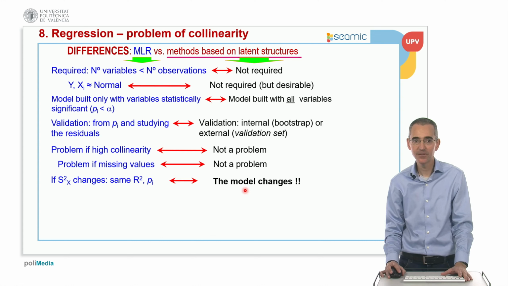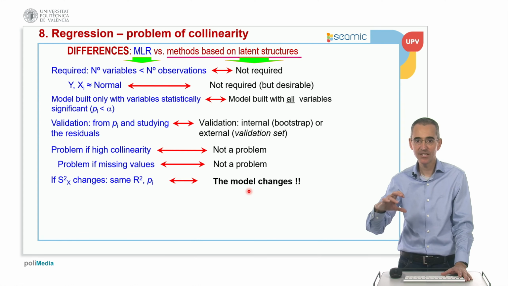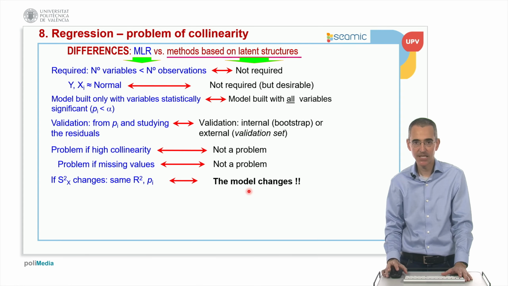But actually, it's totally different in these new kinds of methods based on latent structures. If the variance changes, the model changes. For example, if I change the units or the scale, just multiplying one variable by 100 or dividing by 100, the model changes, and in some cases it can change a lot. So this is something that has to be taken into account.